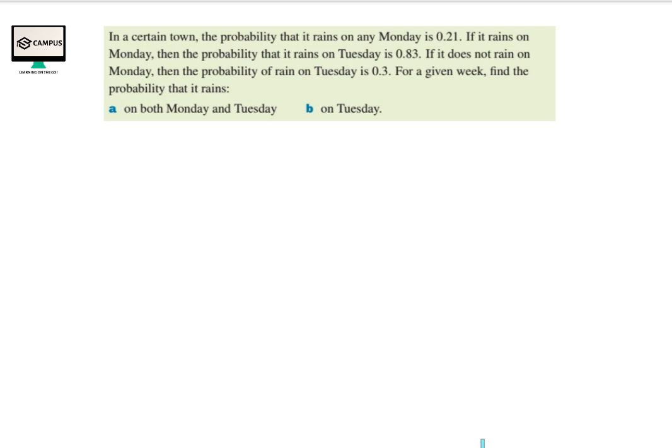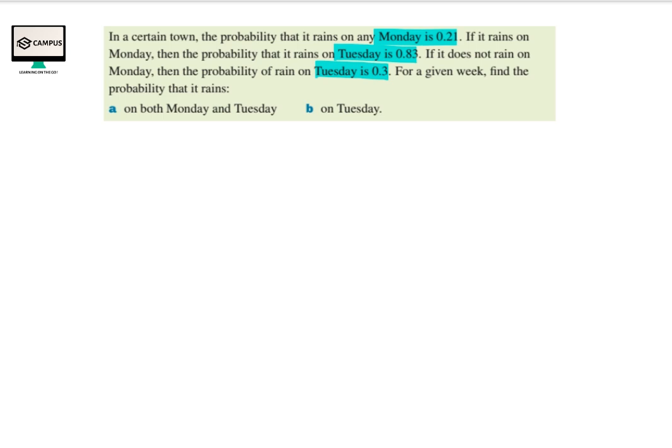All right. So in a certain town, the probability that it rains on any Monday is 0.21. And if it rains on Monday, then the probability that it rains on Tuesday is 0.83. Whereas if it does not rain on Monday, then the probability of raining on Tuesday is 0.3. And we have to find the probability that for any given week it rains on both Monday and Tuesday and on Tuesday only.